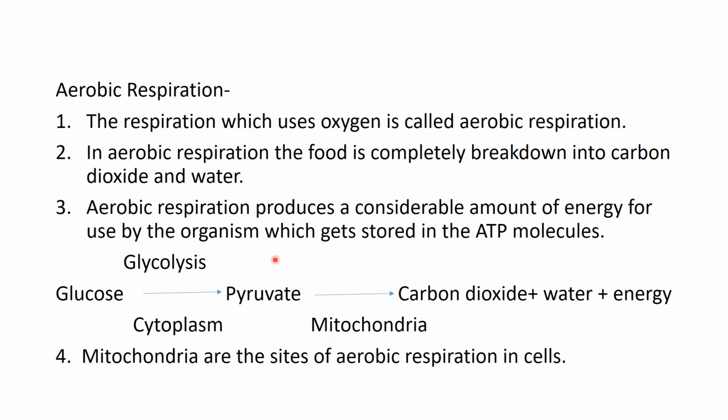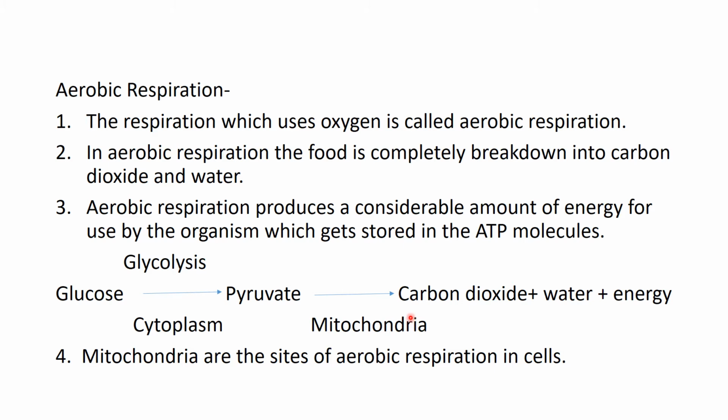And remember one more thing: what is the substance broken down? That is glucose, and glucose is a 6-carbon molecule. First of all, in the cytoplasm, the glycolysis process occurs, in which glucose changes to pyruvate. Pyruvate is a 3-carbon molecule, and this pyruvate then changes to carbon dioxide, water and energy. It is very important to learn that this happens inside the mitochondria.